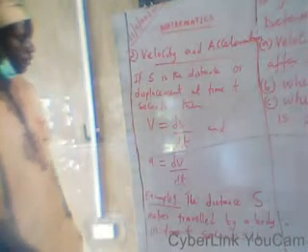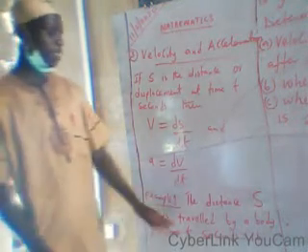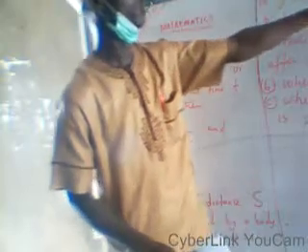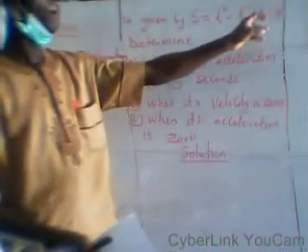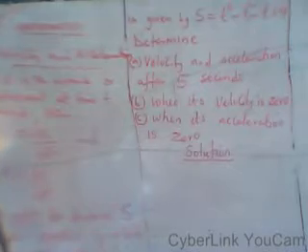So the example one I have here is that we are given the distance s in meters traveled by a body in time t seconds. It's given that s is equal to t cubed minus t squared minus t plus 4. We have to determine the velocity and acceleration after 5 seconds.